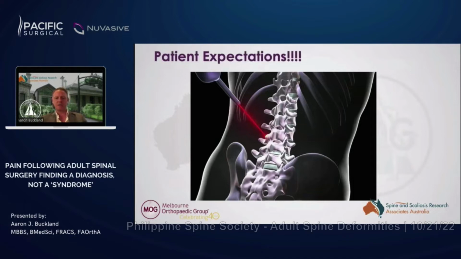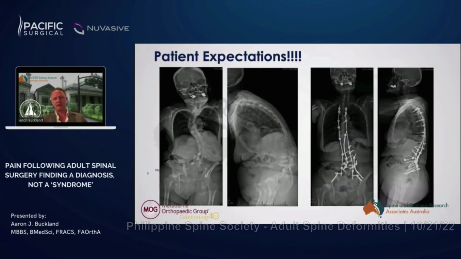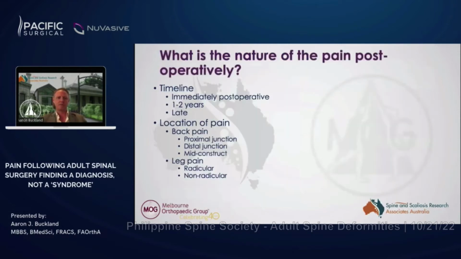Now, obviously, patients think we can go in and use a laser and all sorts of minimally invasive techniques for surgery, but the realities of adult spinal deformity are somewhat different. They often require larger procedures, more bony work, and with higher invasiveness comes higher risk.